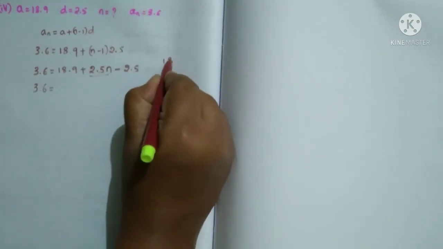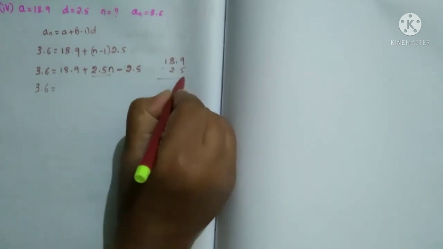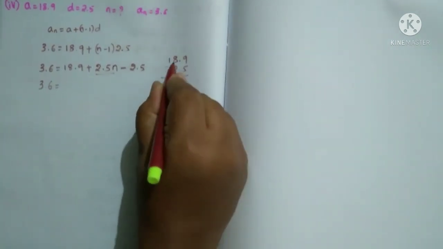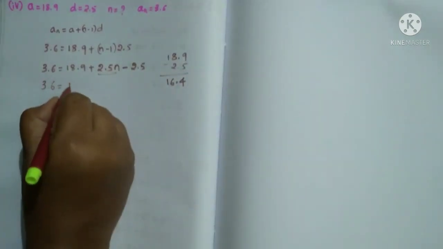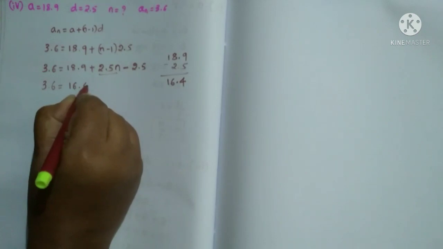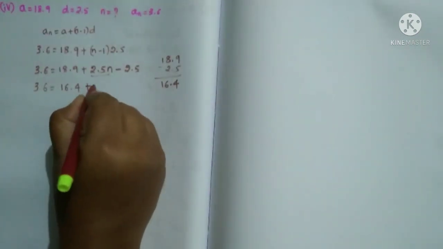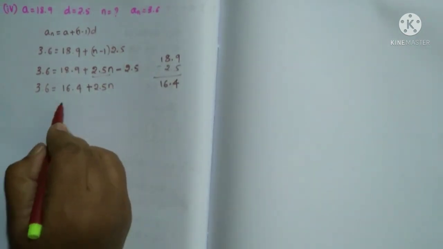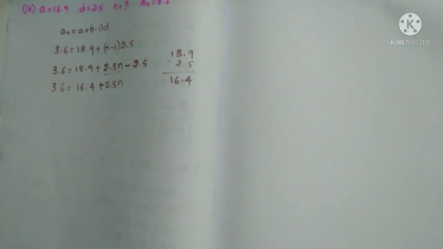So 18.9 minus 2.5 we have to subtract it. 9 minus 5 is 4, point as it is, 8 minus 2 is 6, 1. So 16.4 we got it. The bigger number is 18.9 which is containing the plus sign, so plus 16.4 as it is I'll write it. Okay, now you transfer the 16.4 to the left side.